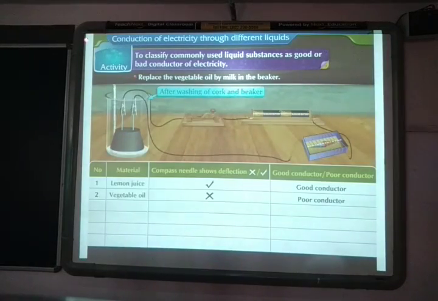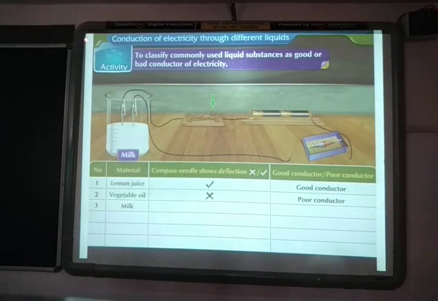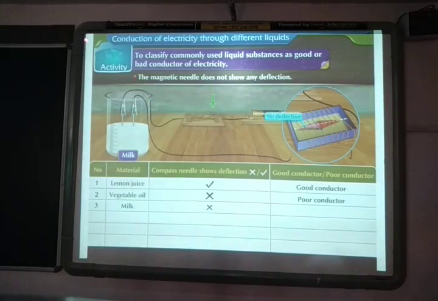Now, replace the vegetable oil by milk in the beaker. In the case of milk, the magnetic needle does not show any deflection. It remains undeflected. This shows that milk is a poor conductor of electricity.